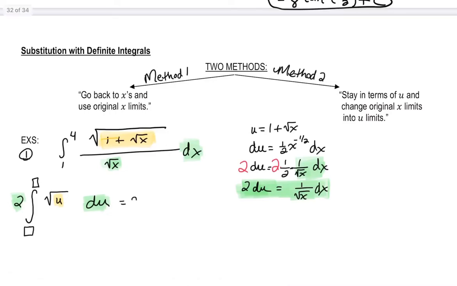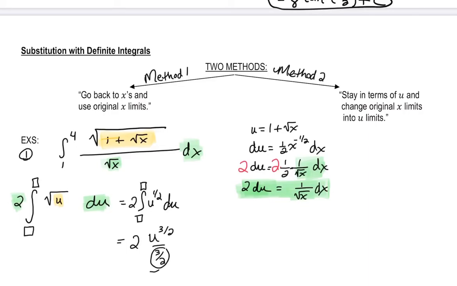All right, so I have my 2 and this definite integral of u to the 1/2 du. That, of course, we do know how to integrate. So add 1 and divide by it. So u to the 3/2 divided by 3/2.